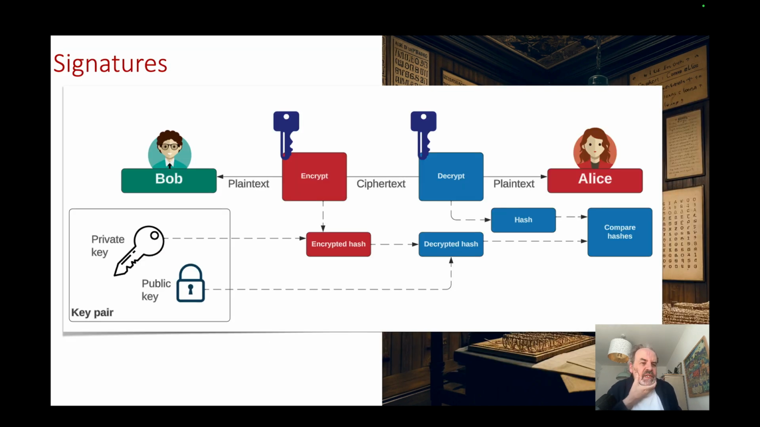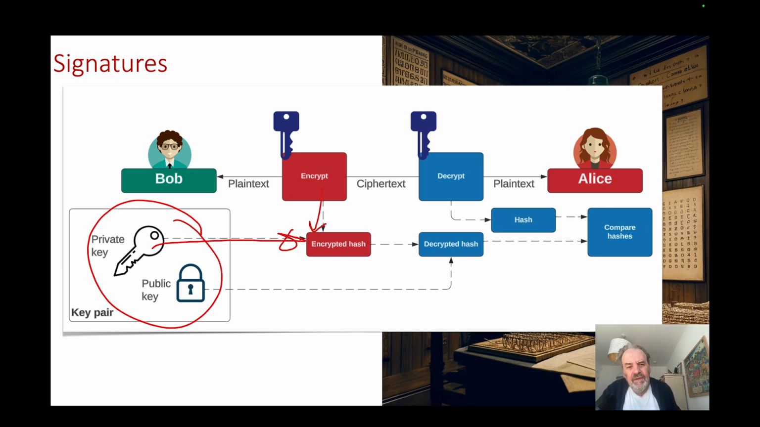Where public key encryption typically comes in is with signatures. With this, we take a hash of a message and we sign it with our private key. We then use the public key to be able to verify the hash there.